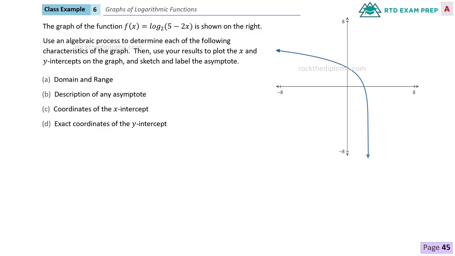In class example 6, we are given the graph of f of x equals log base 2 of 5 minus 2x. And we're asked to add some details that we're going to determine algebraically. So let's start by figuring out the domain and range of this graph, and then talk about the asymptotes and intercepts.